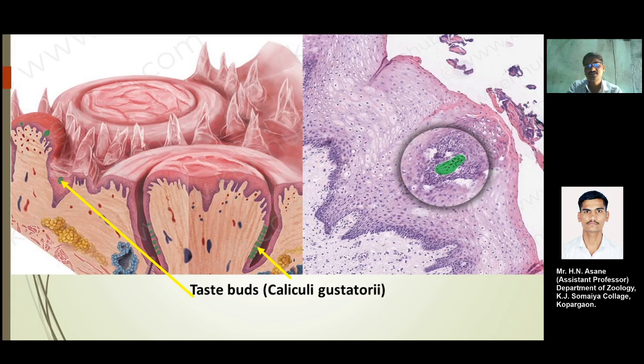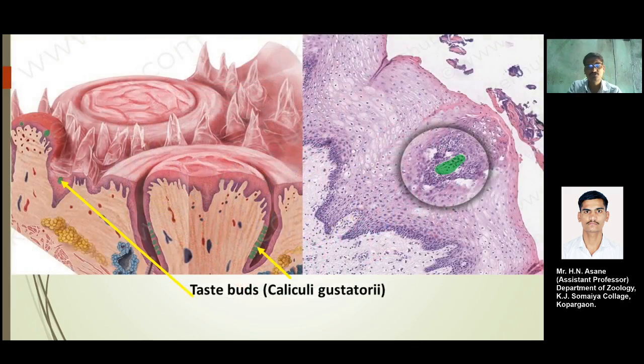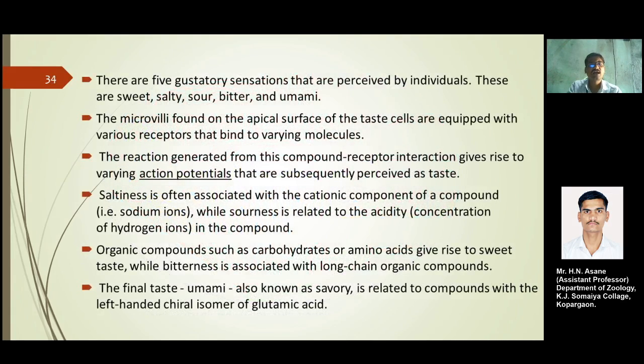As you can see, this is the slide. That section is stained by the hematoxylin and eosin stain, okay. As we are going to study the histology, we should know this, okay. So gustatory glands are the glands having the main importance in the gustatory function of this particular organ, okay. As you can see, there are 5 gustatory sensations that are perceived by individuals, okay.